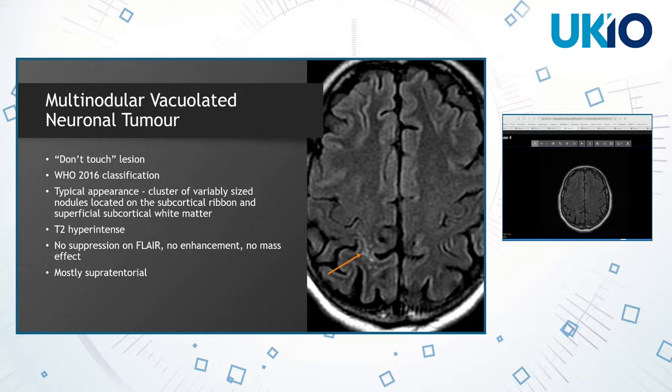So they have a fairly typical appearance, and this is this sort of multiple small nodules on T2 or FLAIR just to the cortex in a subcortical location. They are hyperintense, don't suppress on FLAIR, unlike a perivascular space usually. And there's no enhancement, unlike some of the other tumor types, and no mass effect. Most of the described cases are supratentorial, but there are papers now showing case series of infratentorial lesions. So they could happen in both.